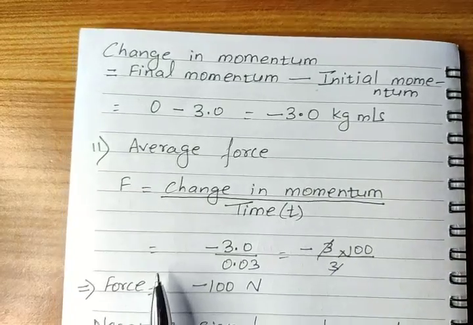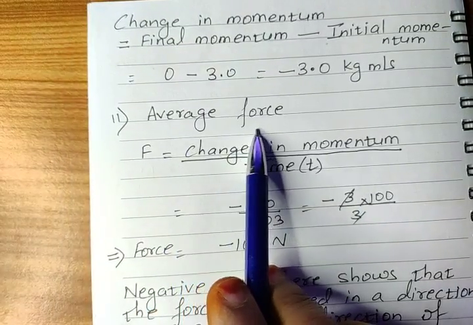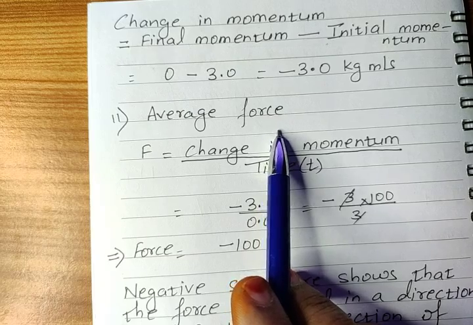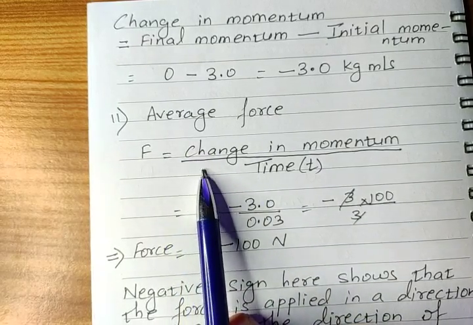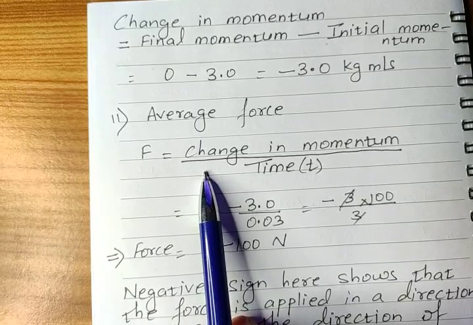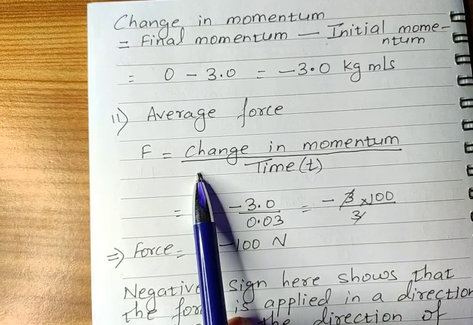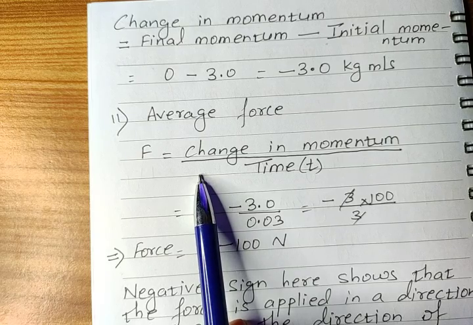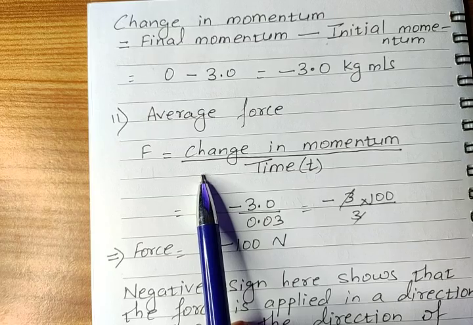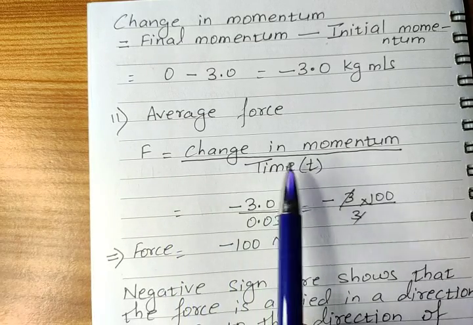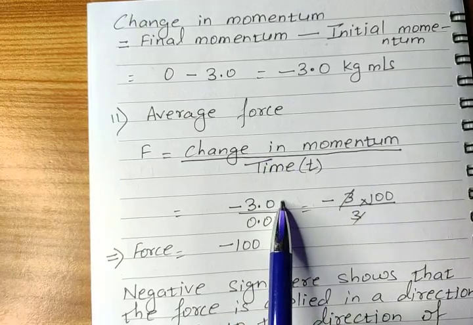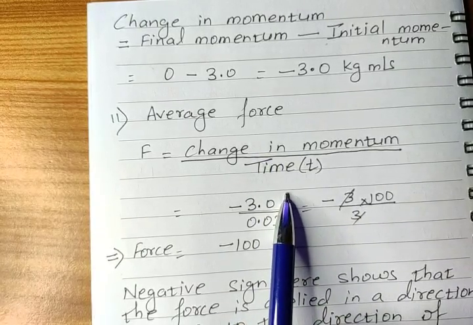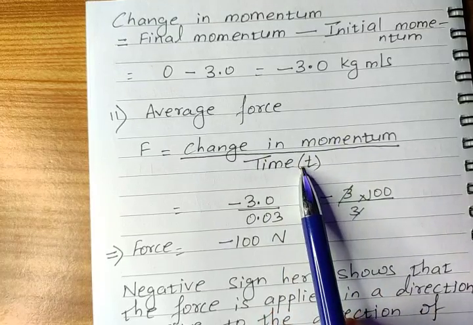Clear? Now the second part, what do you have to find? Average force applied by the player to stop the ball. Here, according to the second law of motion, which we already studied, rate of change of momentum is directly proportional to the force applied on the body. So force is equal to rate of change of momentum. Rate of change of momentum means change in momentum by time interval.